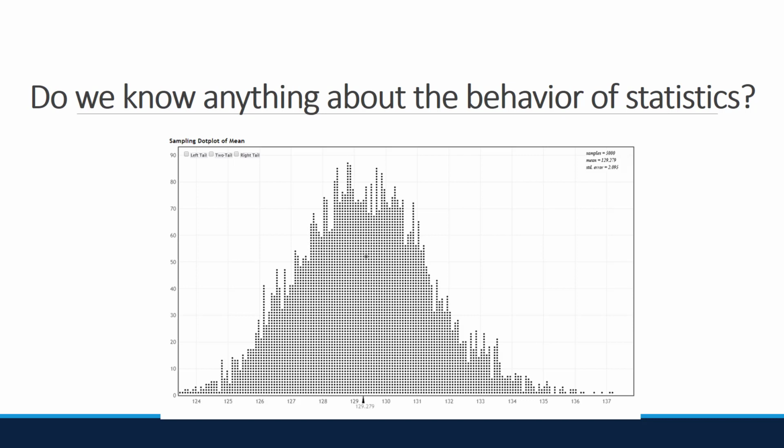Notice the plot of the 5,000 statistics is symmetric and bell-shaped. Also notice that the plot is centered at 129.28, the value of the parameter. This plot is helping us visualize what is known as the sampling distribution.